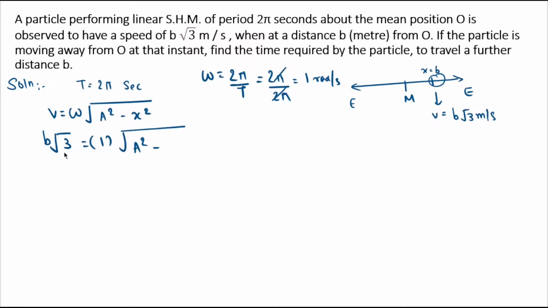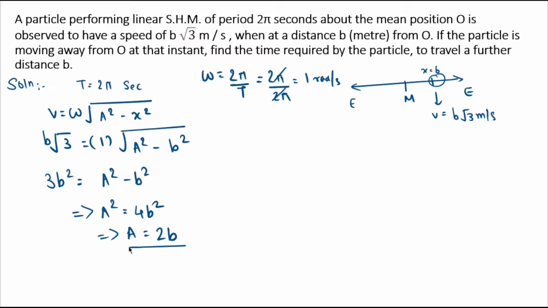Now the velocity b√3 is given at the point x equal to b, so x² will be b². Now squaring on both sides, we can say that 3b² is equal to A² − b², and taking b² to that side, we can say that A² is equal to 4b², which implies A is equal to 2b. So we got the amplitude of this oscillation.